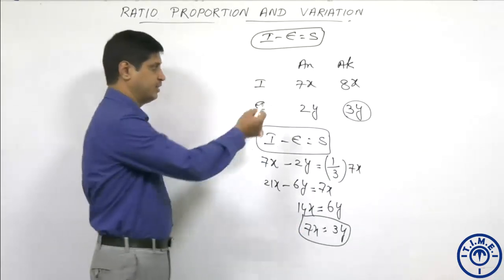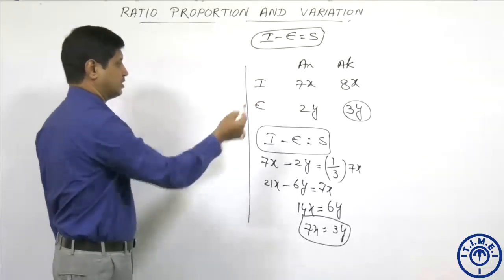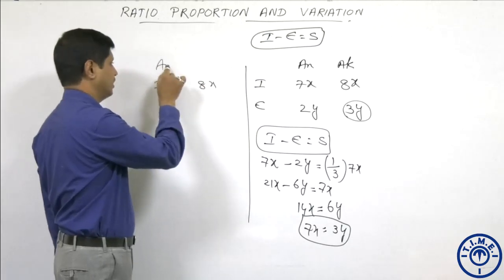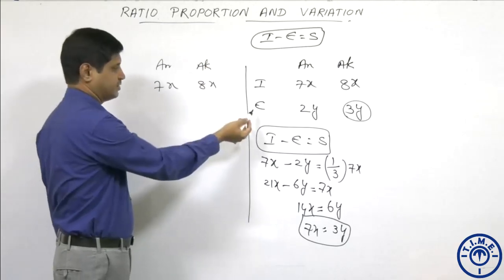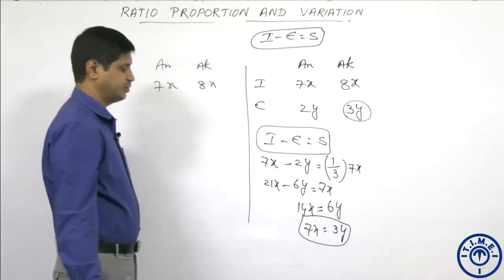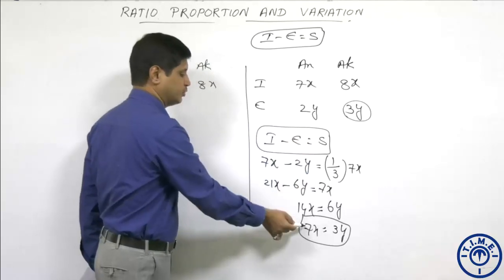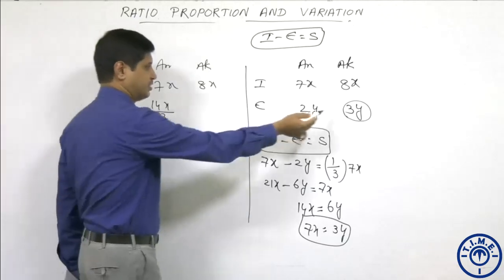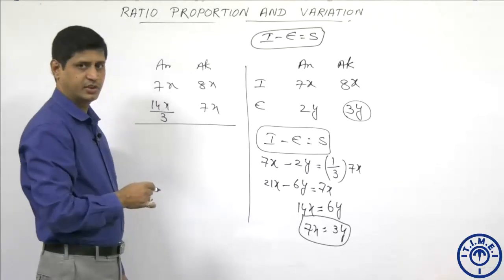Now I am converting all these incomes and expenditures in terms of x only. Now just look at this one. 7x and 8x are the incomes of Anwar and Akram. What about the expenditures? Expenditures here are 2y. Now 3y is equal to 7x, so what is the 2y value? If y is equal to 7x by 3, when you substitute, 2 into 7, 14x by 3. And what about the 3y value? It is 7x. Now the difference in these two is the savings ratio.